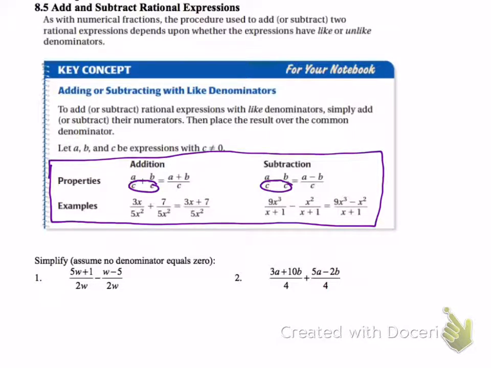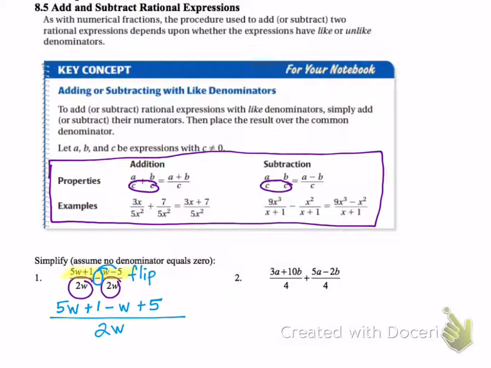So if we look at number 1, are the denominators the same? Yes. So since the denominators are the same, then I can just combine the numerators. It is subtraction, so what do I need to do with the signs of the second? Flip them. I need to flip them, so it's minus w, and then it would be plus 5. So I would flip those signs since it is subtraction. So if I'm combining them, I would have 5w plus 1 minus w plus 5, and all of that over 2w.